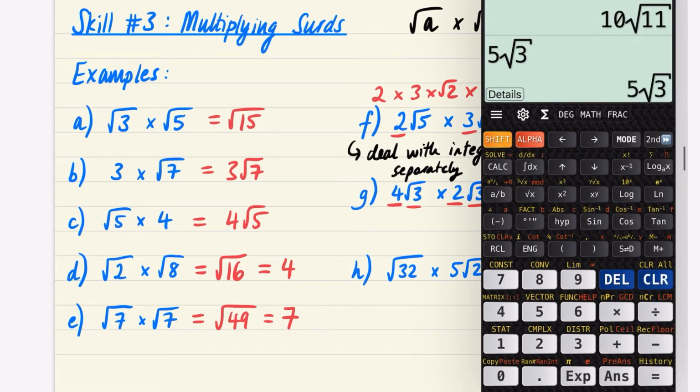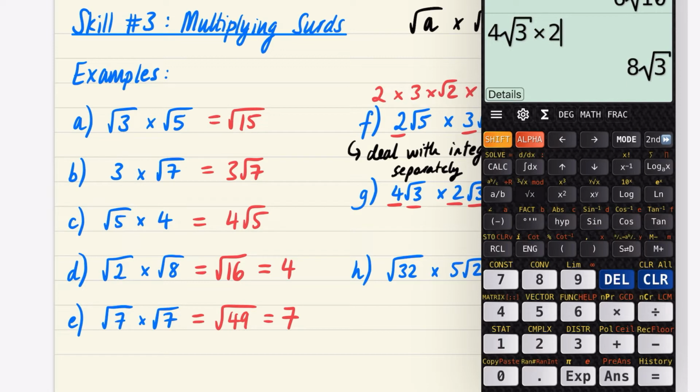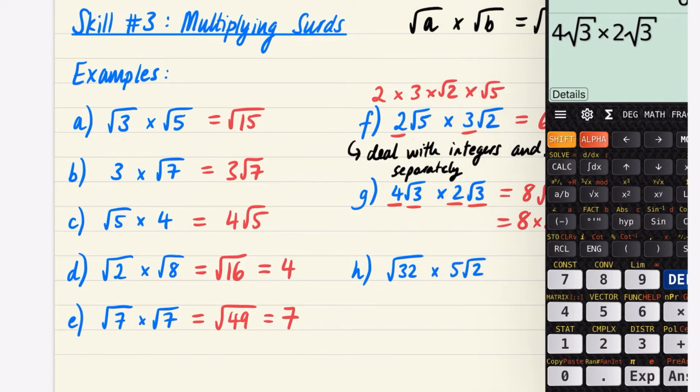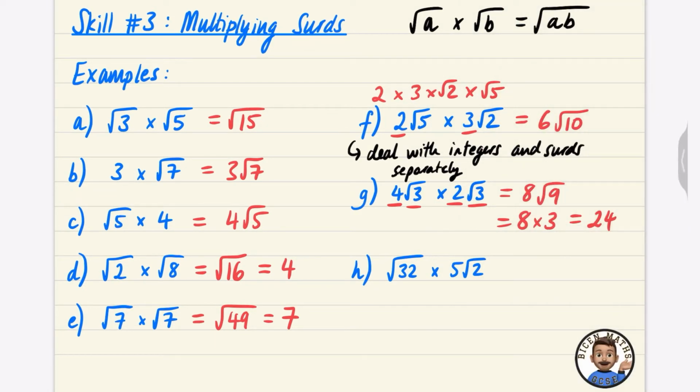So I'll show you that 4 root 3 times, you've got to make sure you press this arrow button to get outside of the surd rather than inside the surd, multiplied by 2 root 3, and we do get the answer 24 for that question.